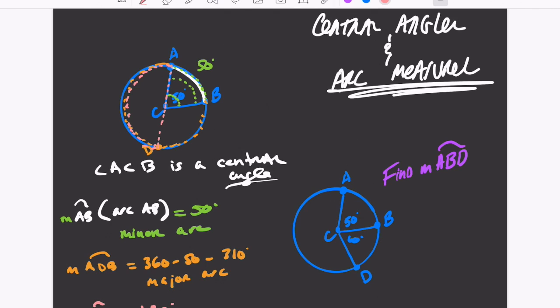And then the last thing on this bottom right, I just wanted to show you that we can just add up arcs. So when they say find the measure of arc ABD, this AB is 50 and BD is 60. So if we want the combined total, we can just add them up. So we know that that would be 50 plus 60, and that would be 110 degrees. So it's as simple as that.